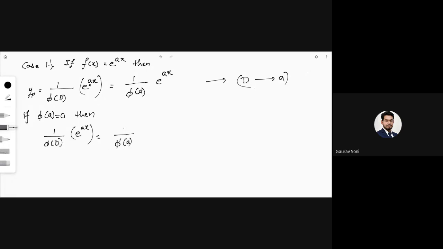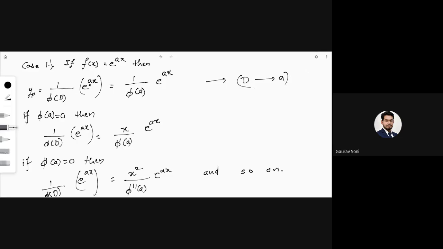And however many times you take the derivative, that many times x comes up, times e raised to ax. Now again it may happen that phi dash of a is also 0. Then I will take one more derivative in the denominator, and that will be phi double dash of a, and with two derivatives, the numerator is x square e raised to ax, and so on.